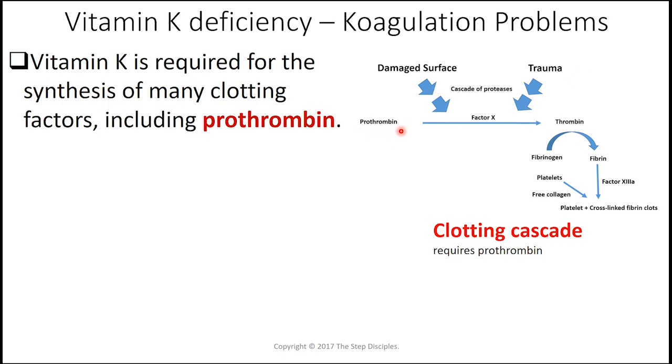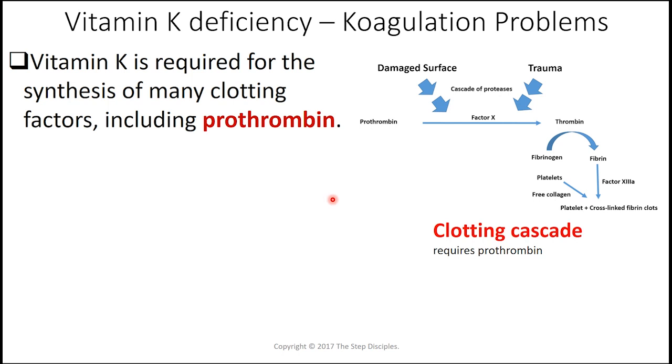So you may or may not be familiar with this. If you've watched my immunology lecture, then you are. It turns out that at the end of a cascade of proteases, prothrombin requires factor X to be converted into thrombin. Thrombin can convert fibrinogen into fibrin, and then fibrin, along with platelets, can form a good clot within a ruptured blood vessel.